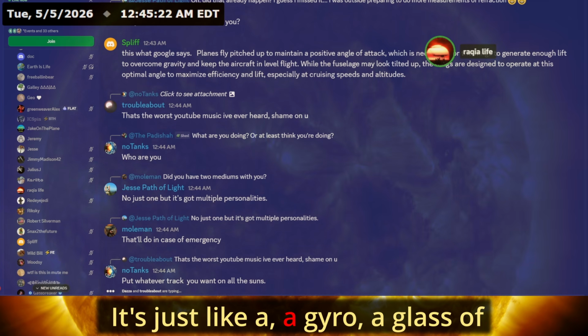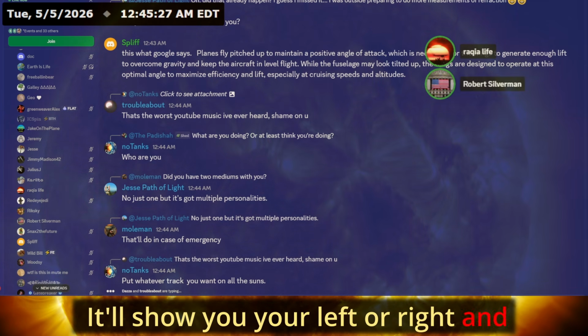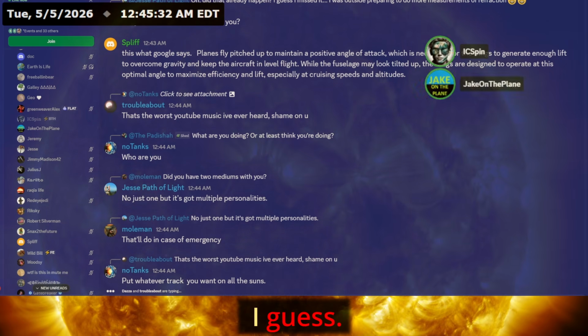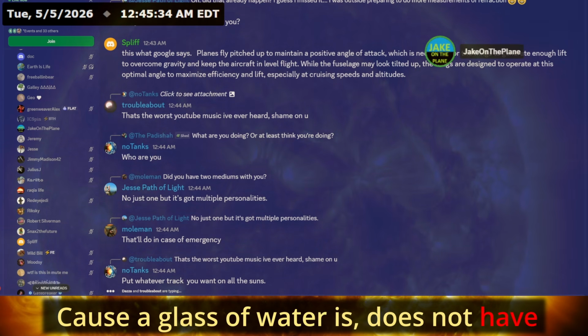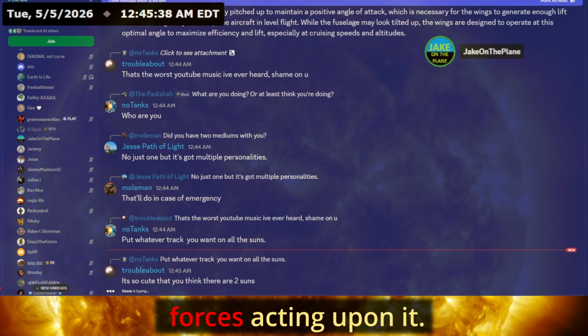It's just like a gyro. A glass of water is just like a gyro. It'll show you your left or right and your attitude with your nose up or down. No, it's not, because a glass of water does not have rigidity in three-dimensional space. A glass of water is just dependent on the forces acting upon it.